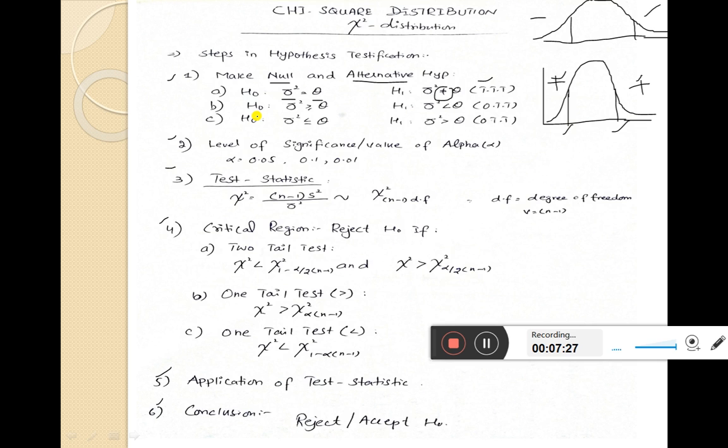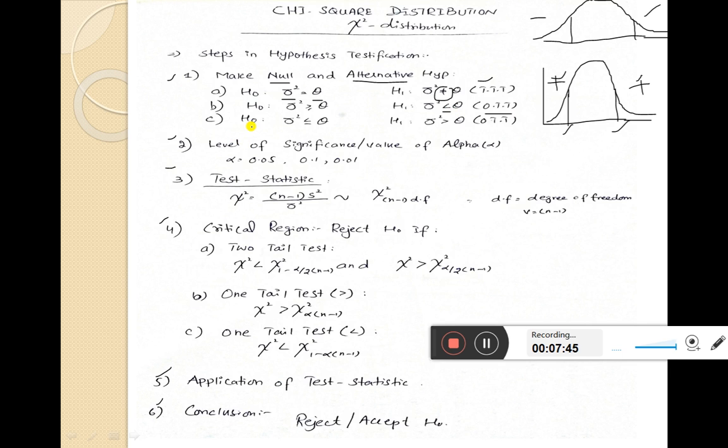Then the second condition: sigma greater than or equal to theta, theta is any value. H1 is sigma less than theta. When you have a less than sign, it means it is your one-tail test. It is less than, so it is a left-tail test, but here we are positive.